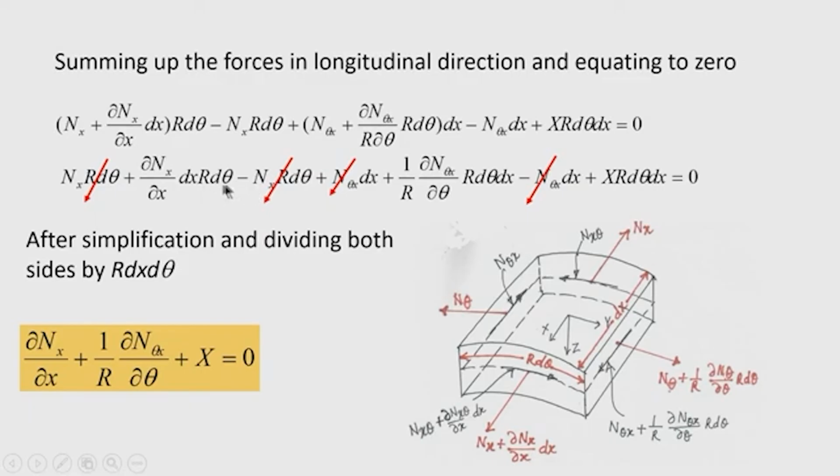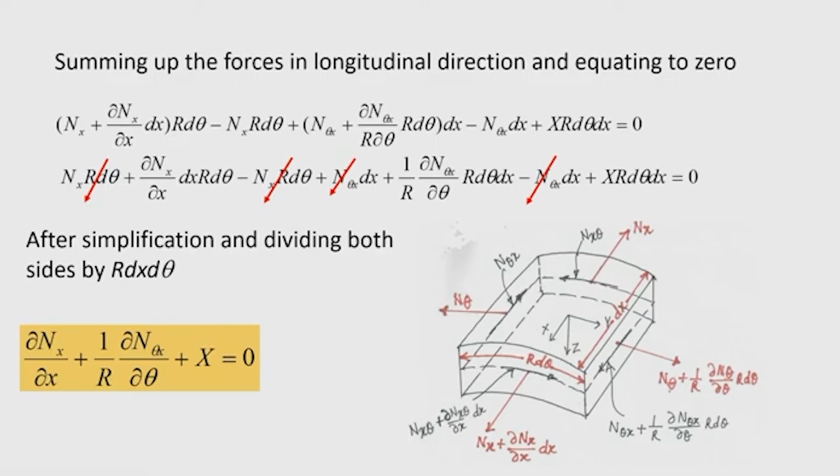Now, you can see here, with all the terms, dx r d theta is common. So, dx r d theta indicates the area of the element which is non-zero. So, therefore, divide throughout by r d theta dx. So, after dividing throughout by r d theta dx and after simplification, we get del N x by del x plus 1 by r del N theta x by del theta plus X. So, this is the first differential equation that we have obtained using the equilibrium condition in the longitudinal direction, that is the direction parallel to the generators.